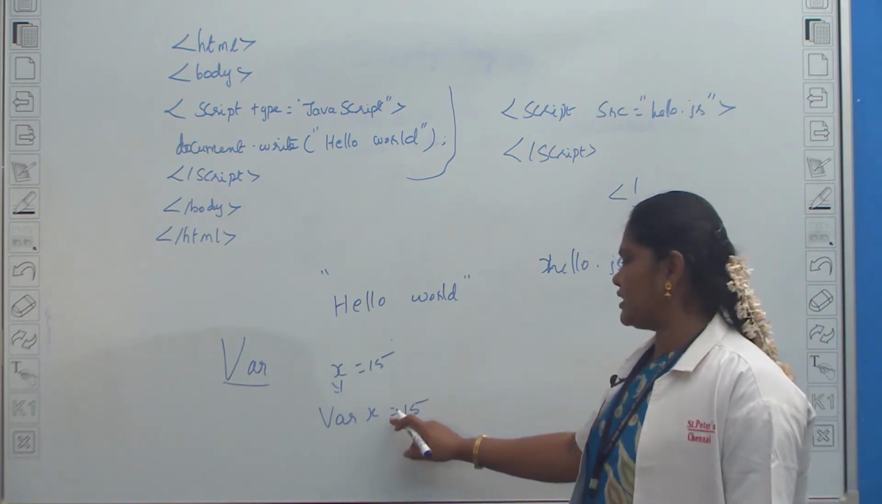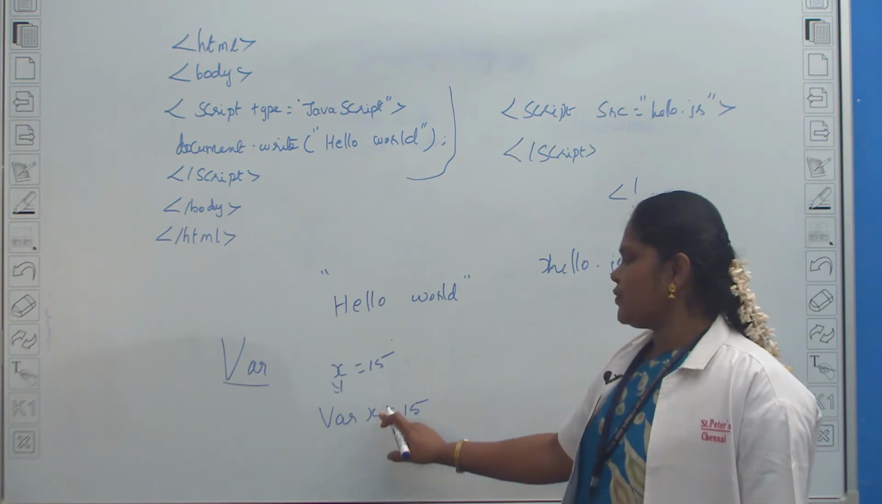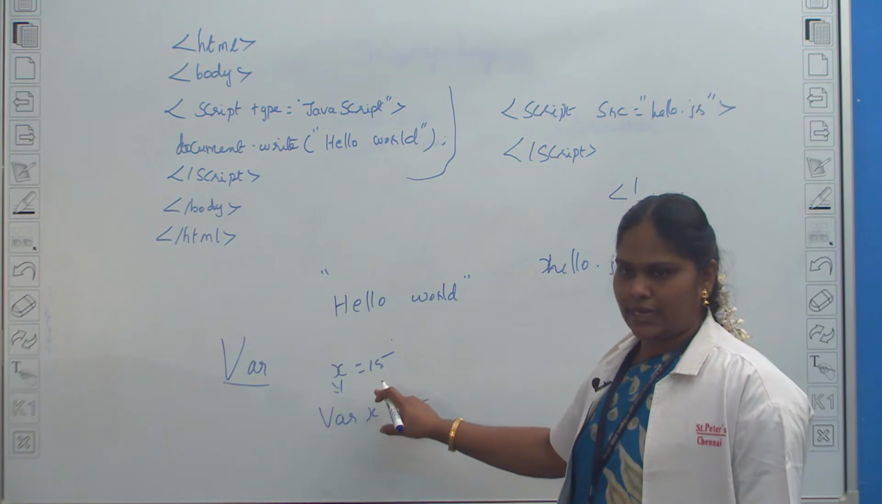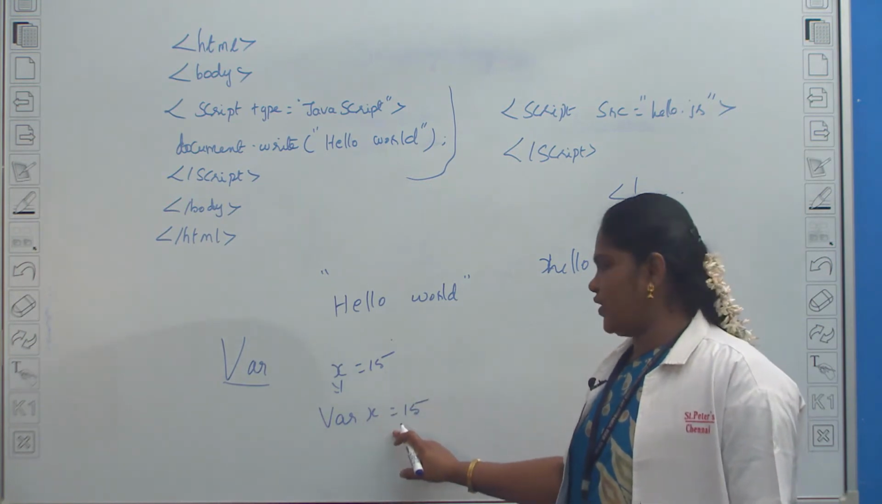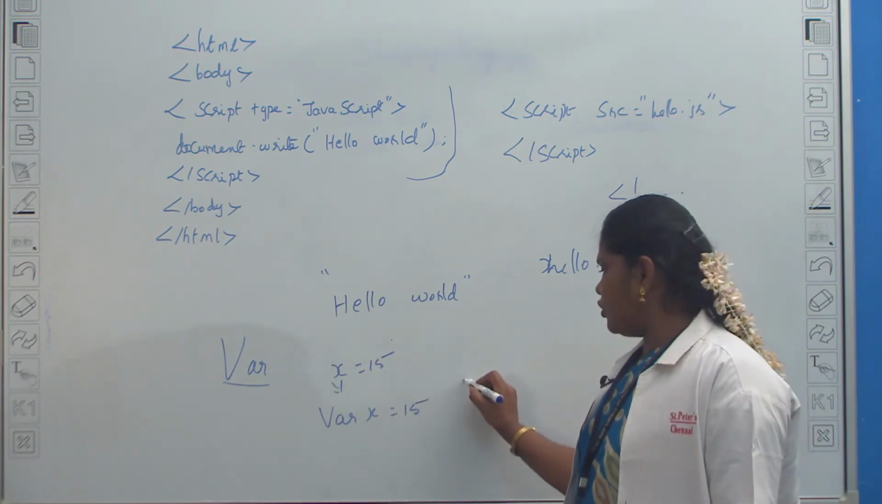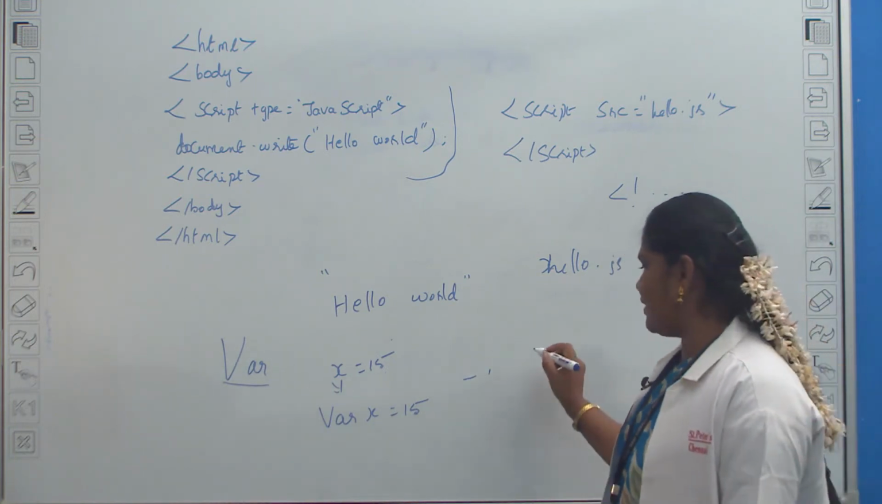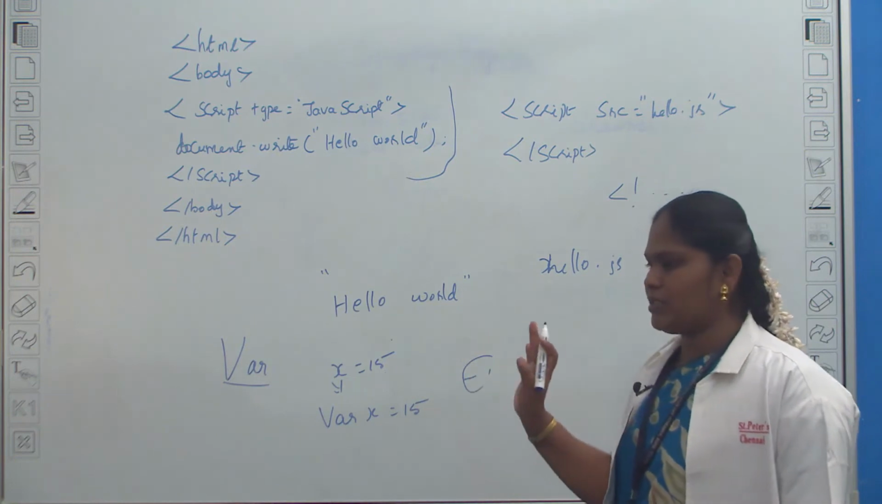For example, this is a case sensitive language, and the variable name should start with letters, alphabets. The first letter should not be an underscore symbol or any other special character. We only have to start with an alphabet; that is the variable specification.